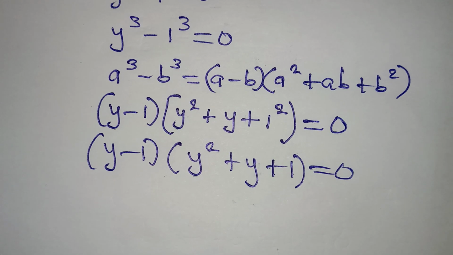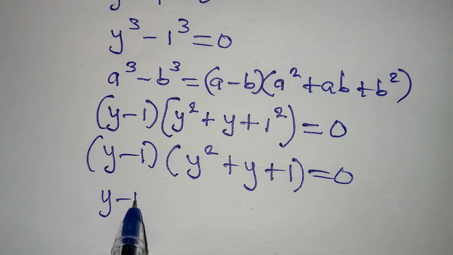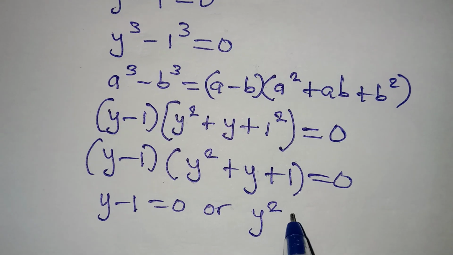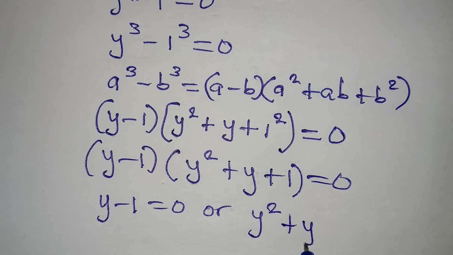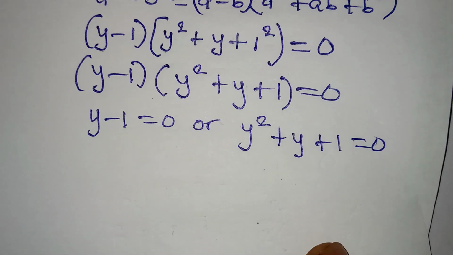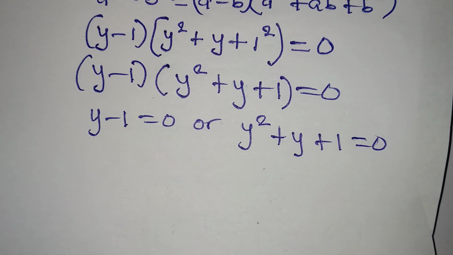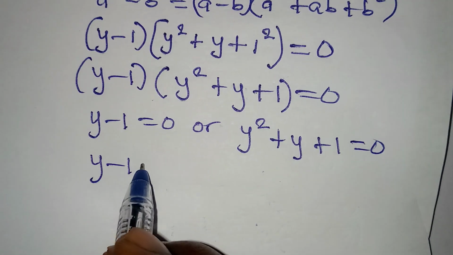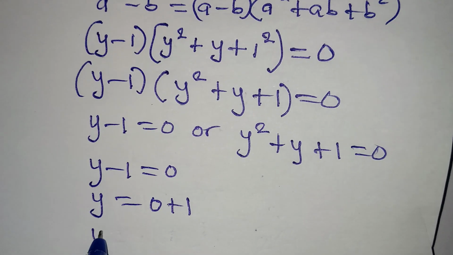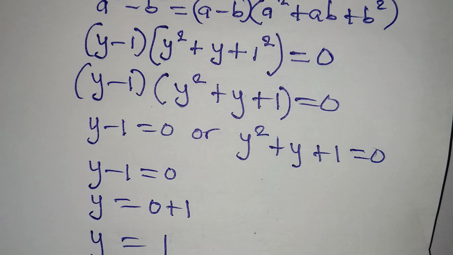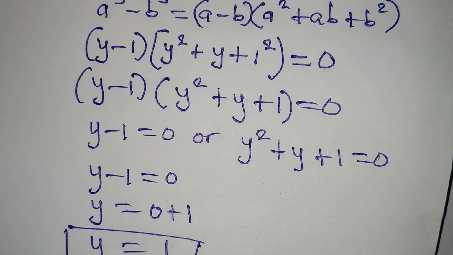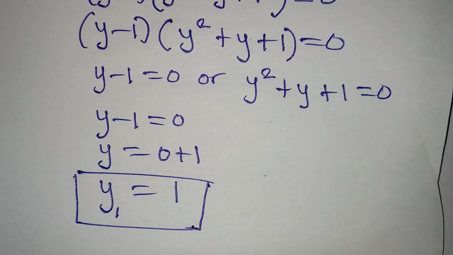Now from here we apply the zero product rule that says y minus 1 is equal to 0, or y squared plus y plus 1 is equal to 0. From here, let's pick them one after the other. The first one is y minus 1 equal to 0, meaning that y is equal to 0 plus 1, and y is equal to 1. Let's call this our y1. So we have one of the solutions to the problem. y1 is equal to 1.